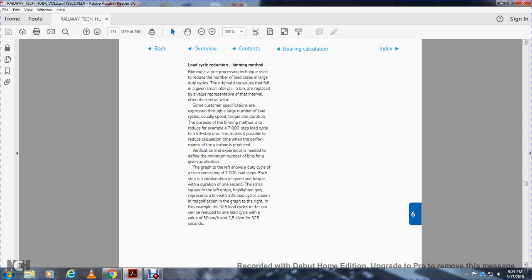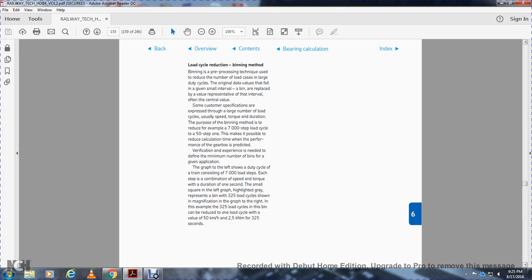Load cycle reduction: the binning method. Binning is a technique for reducing the number of load cycles for a large duty cycle. The original data values are given in small intervals, or bins, and are replaced by the value represented by the center of each interval. The customer specification has a large number of load cycles of speed and torque, and the purpose of the bin method is to reduce this.